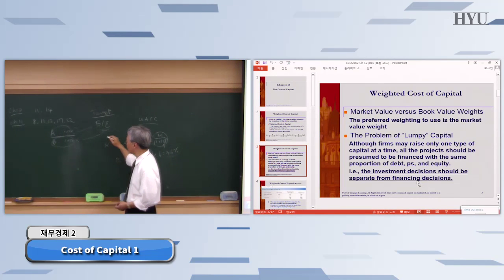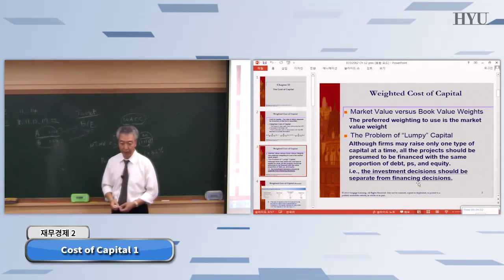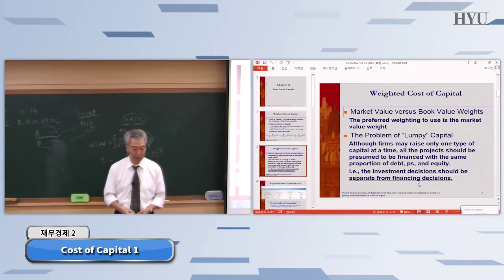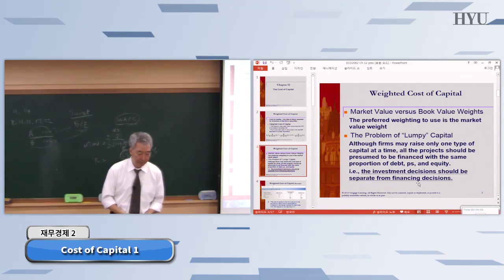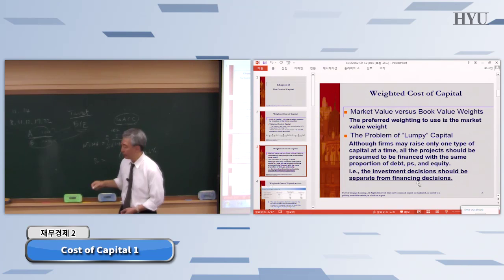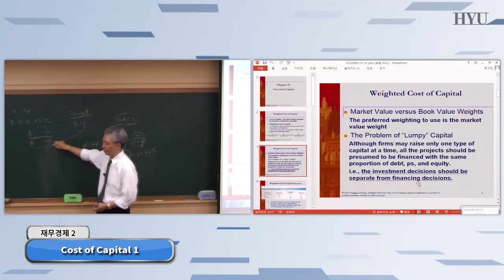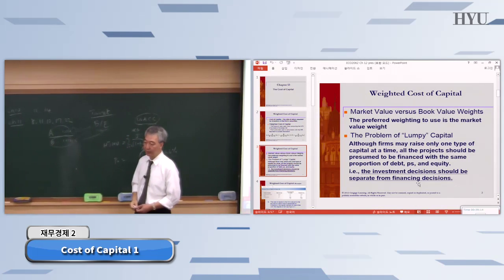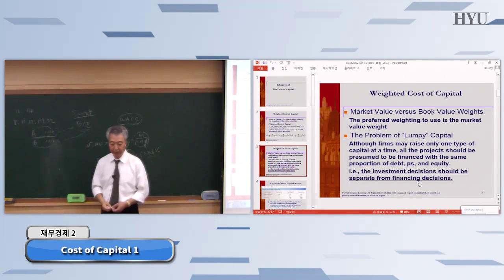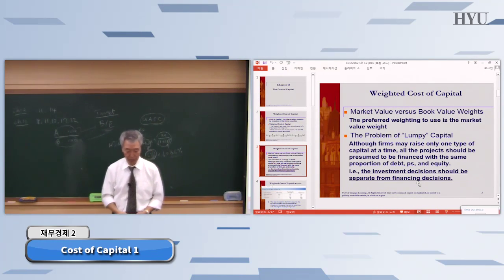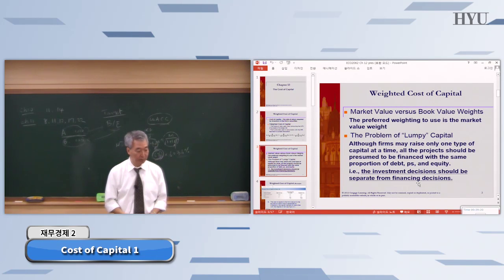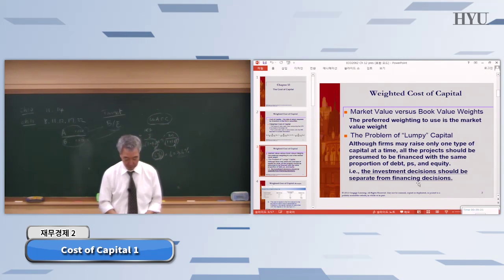You have to calculate the overall average cost of capital, right? Using the target level of debt equity ratio or capital structure, and you have to apply the same cost of capital to all the projects, evaluating all the projects. That's what this lumpy capital refers to, right? It's a little bit complicated or lengthy way of explaining it.